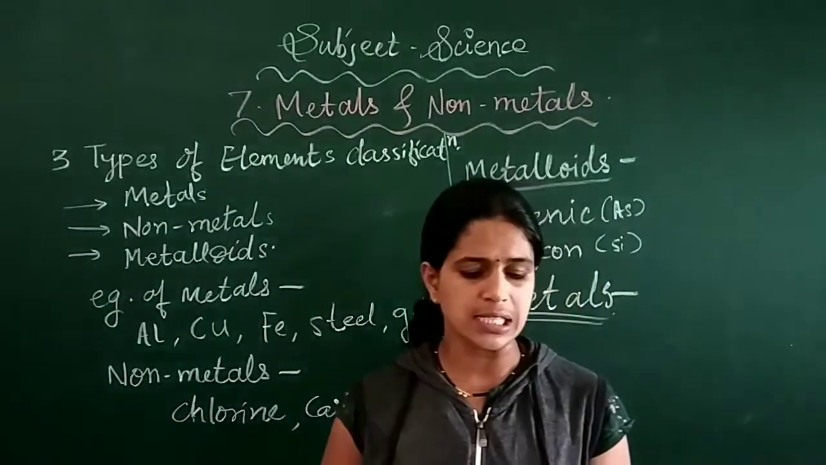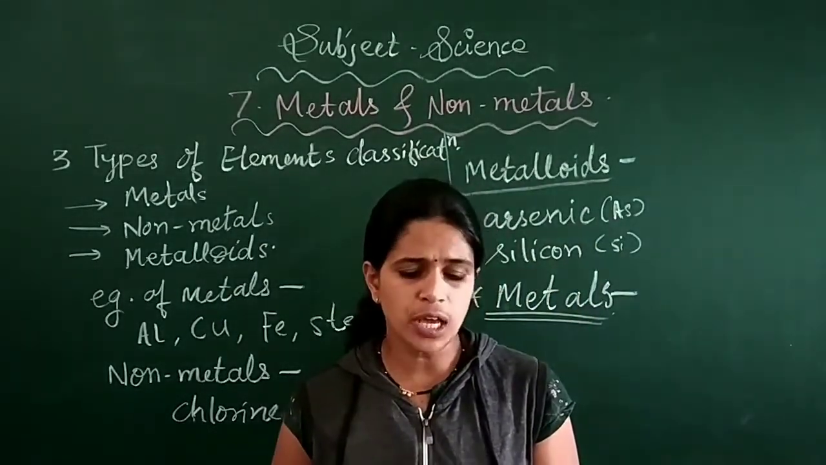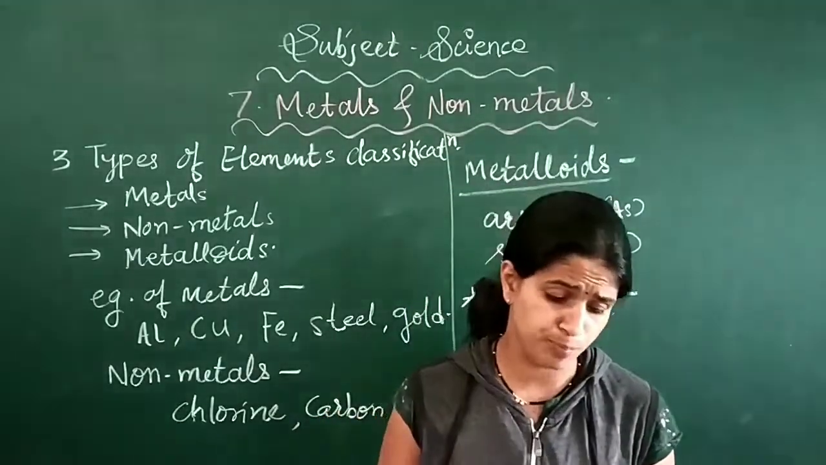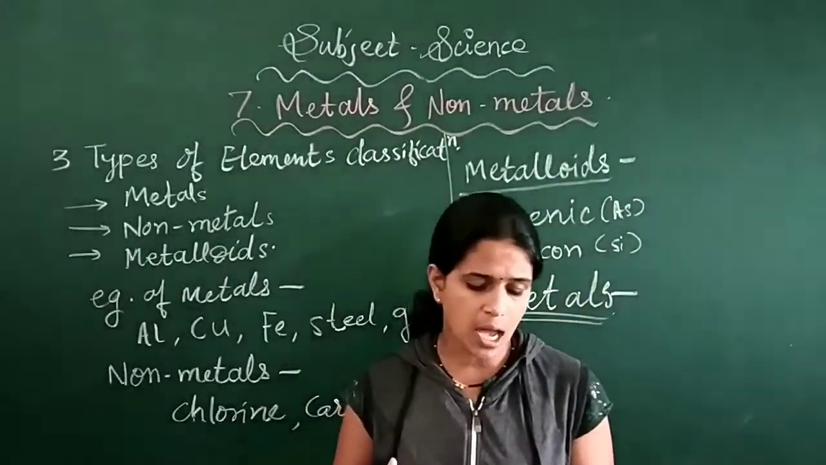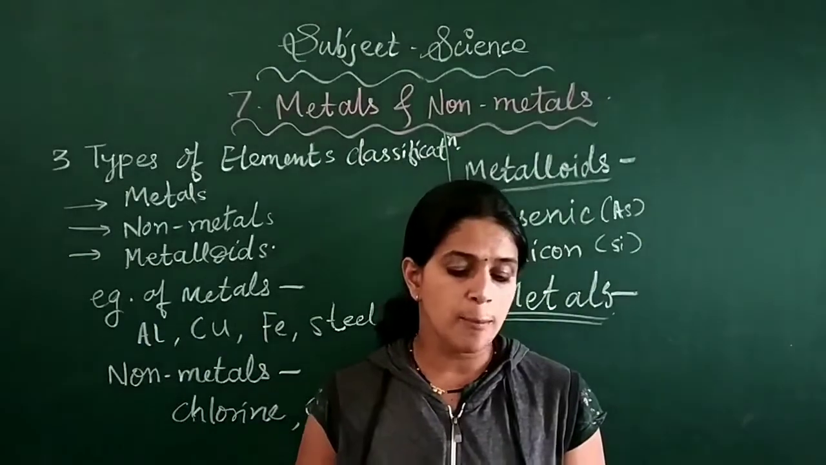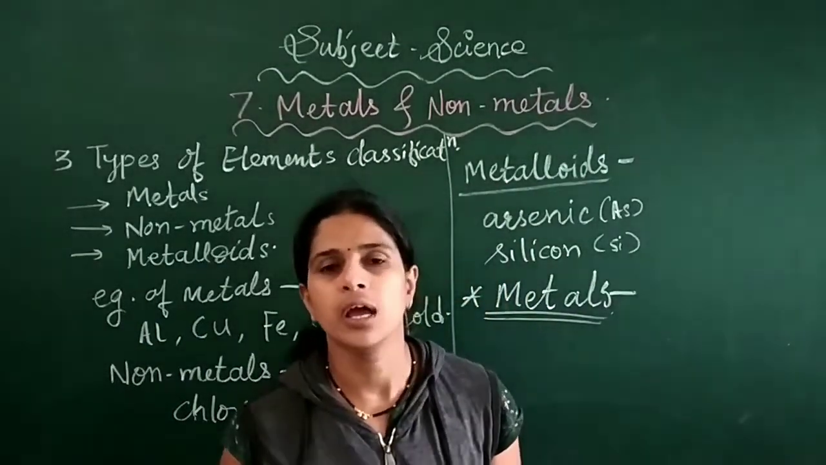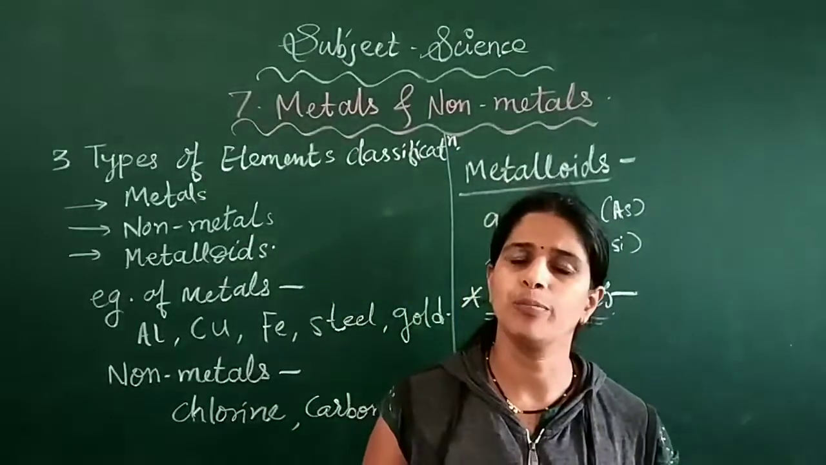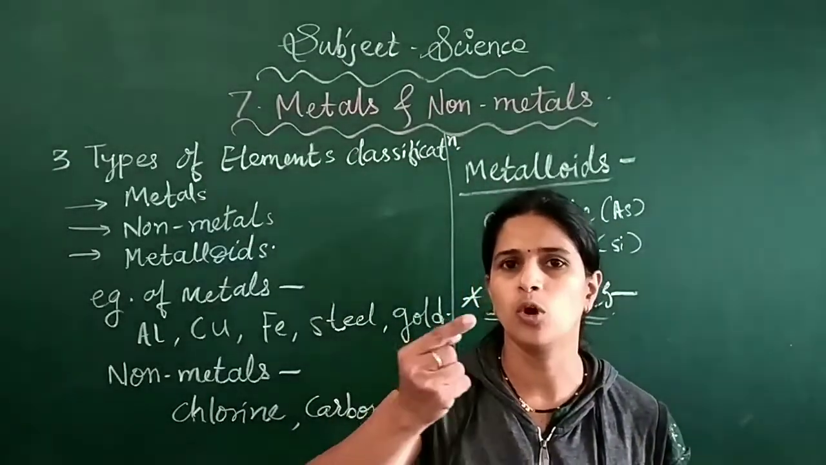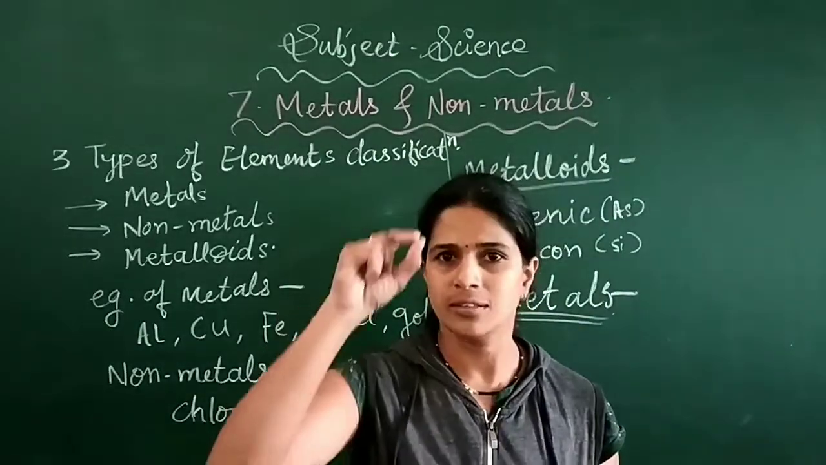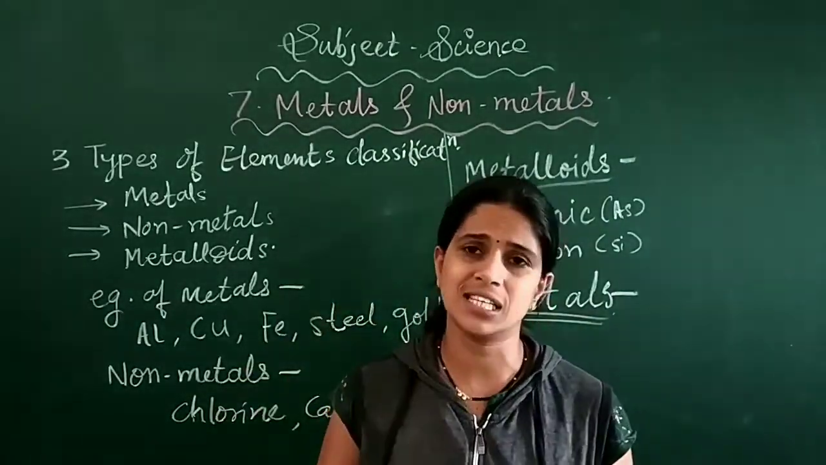Then the fourth one is ductility. Have you ever gone to the goldsmith shop? आप गए होंगे goldsmith shop में. Have you seen the goldsmith making a wire of gold or copper? आप देख सकते हो आपके घर में कोई भी ornaments होगा तो उसमें भी गोल्ड और सिल्वर के वायर जैसे थ्रेड मिलेगा.